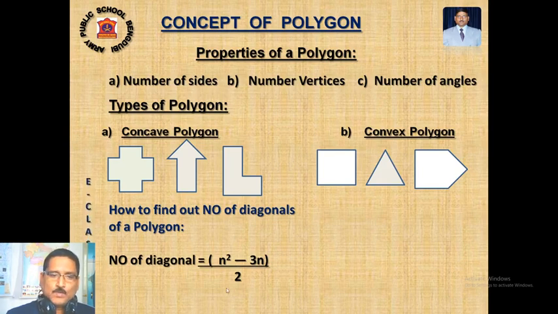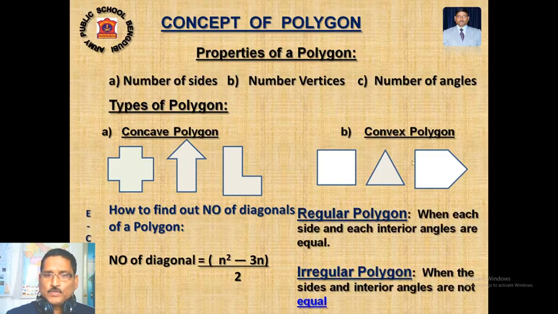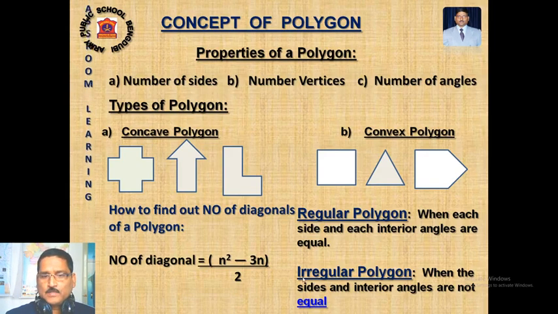The number of diagonals of a polygon, basically we follow this formula: n squared minus 3n by 2. This I will discuss just after one slide. Now the convex polygon, again we have divided into two categories. One is the regular convex polygon, and another is the irregular convex polygon.